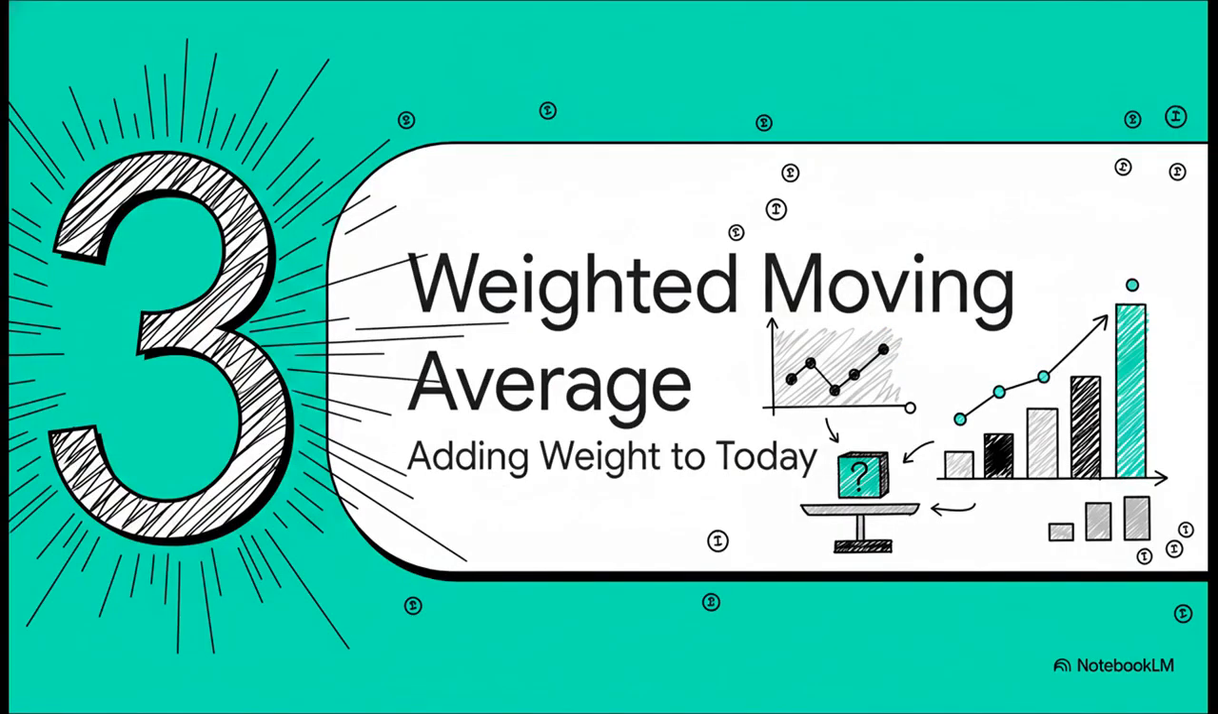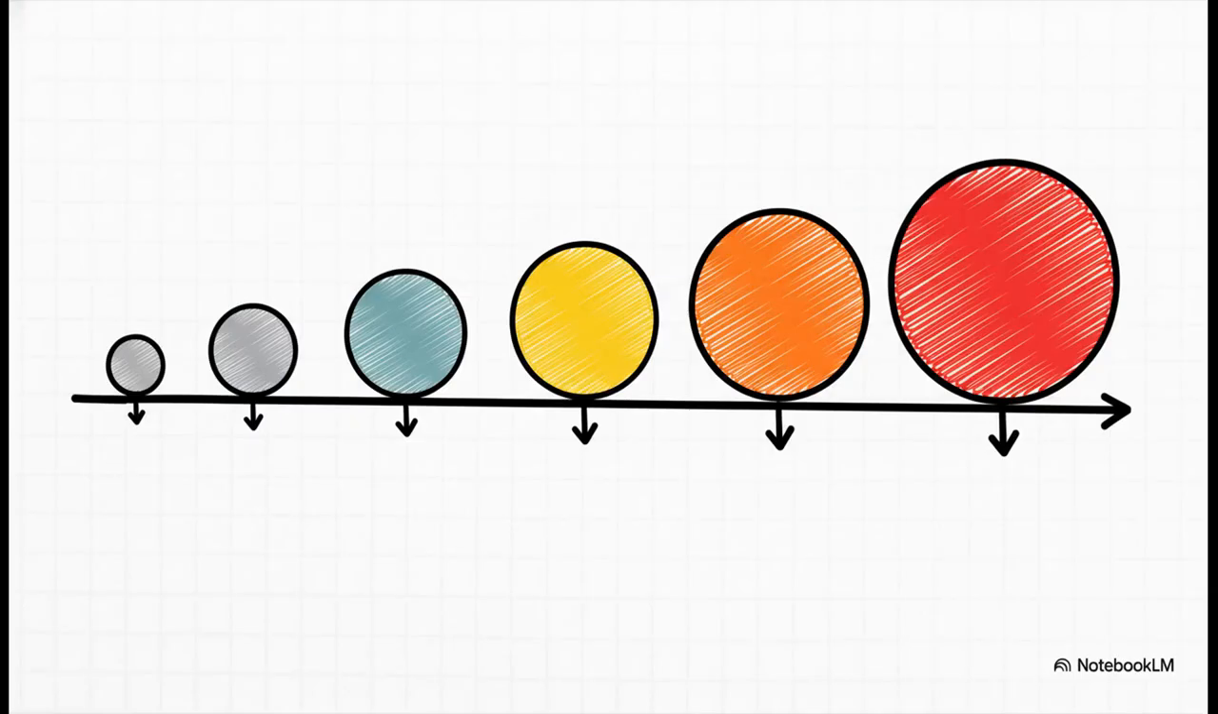Okay, but what if what happened yesterday is more important than what happened last week? That makes sense, right? Well, for that, we have another tool, the weighted moving average, or WMA. The whole idea behind the WMA is that what just happened is probably a better clue about what's going to happen next. So unlike the SMA where everything was equal, the WMA says, hey, let's give more importance, more weight to the newest data points.